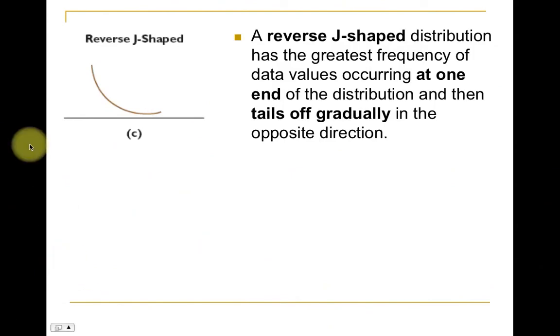Reverse J-shaped. A reverse J-shaped distribution has the greatest frequency of data values occurring at one end. So we have the lower scores here with the highest frequencies, and it gradually tails off in the opposite direction. It's definitely different from a skewed distribution. You should not consider this a skewed right distribution. A skewed right tends to look like a bell curve with a tail that's pulled out to the right. The reverse J-shape does not take the appearance of a bell curve.